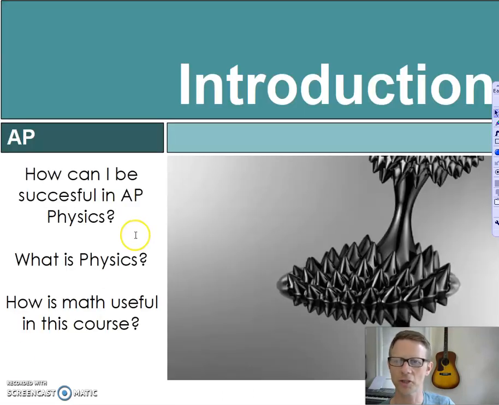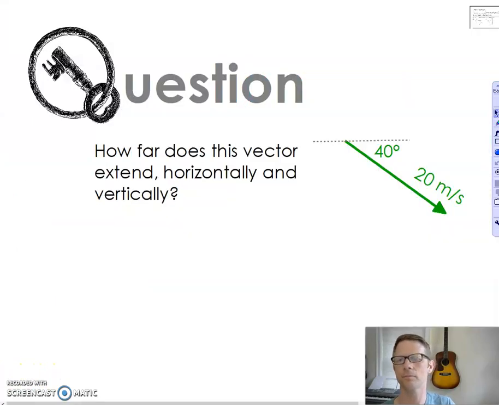First is the big questions. These are the things that come to mind for the very first unit, which is introductory to the entire year, and it's all about how to be successful. It's all about what is the nature of this class. Math is useful in the course, and you should wonder how. Here's what I consider the key question.